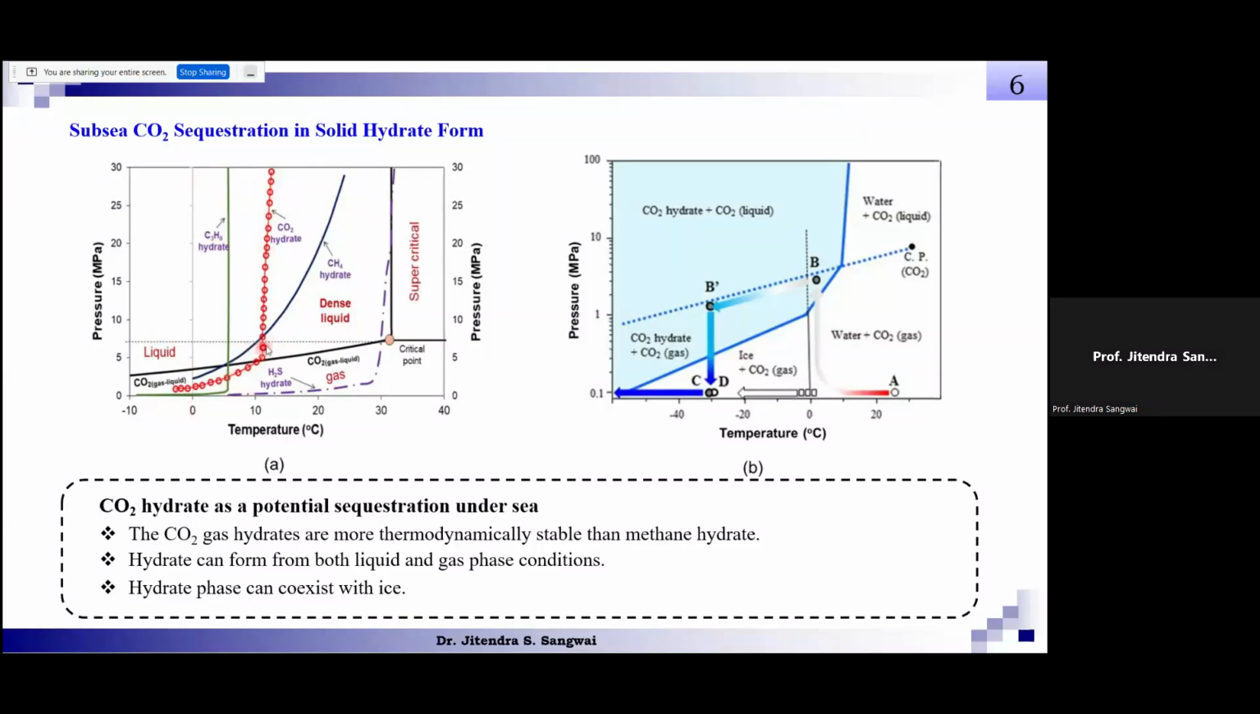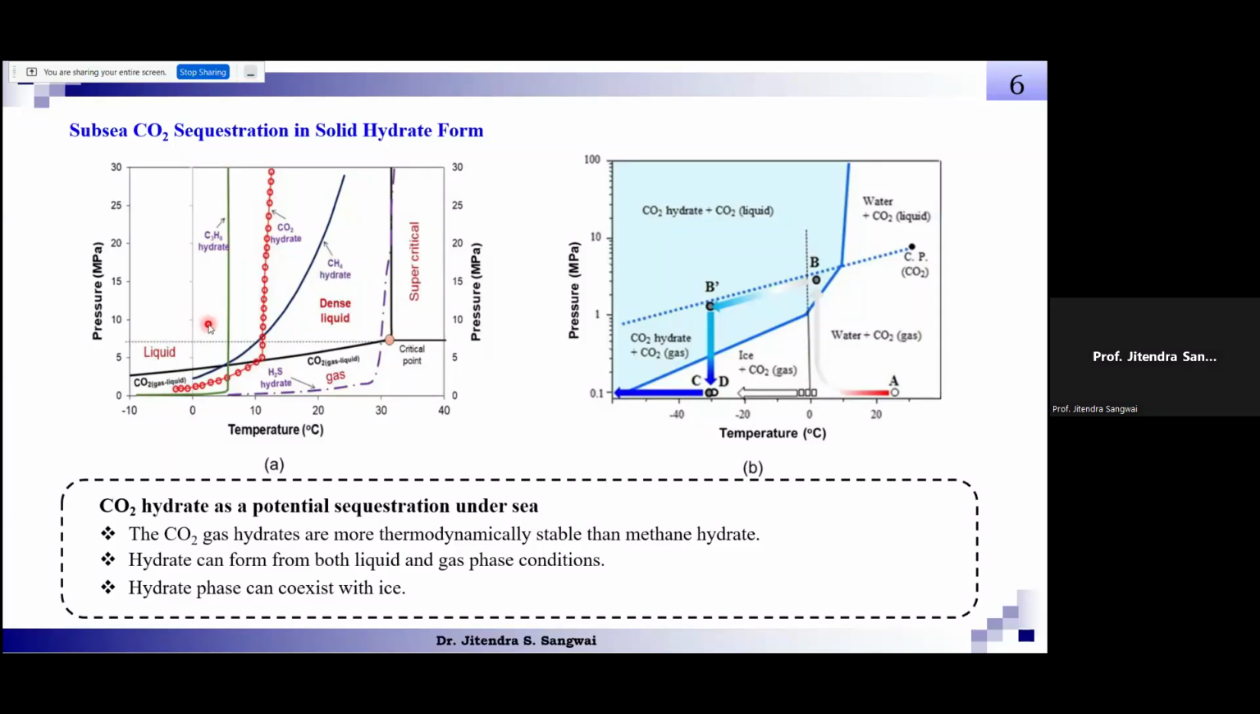Look at this only CO2 hydrate curve. Any condition on the left-hand side indicates the stable zone of hydrate, and a condition on the right-hand side indicates the unstable zone of hydrate. So if I try to have a condition of, say, 10 megapascal and about 4 degrees centigrade, somewhere here, look at this cursor here.